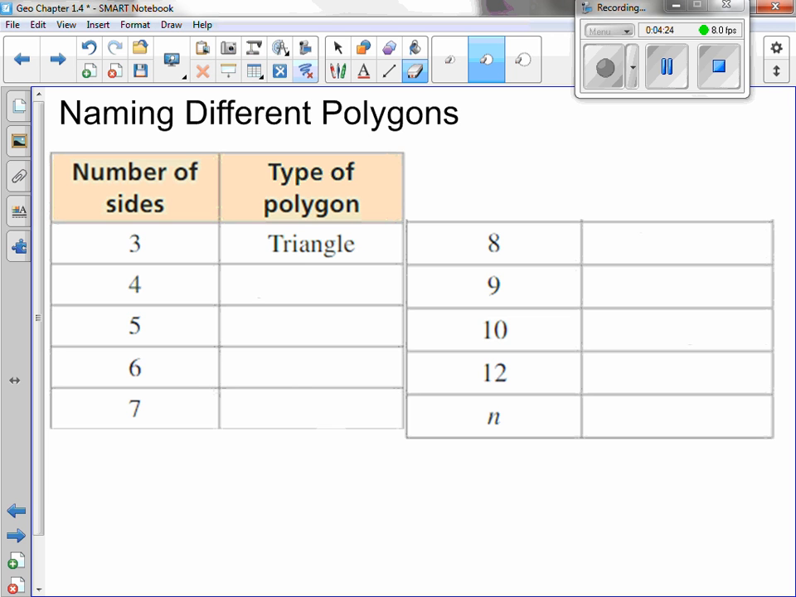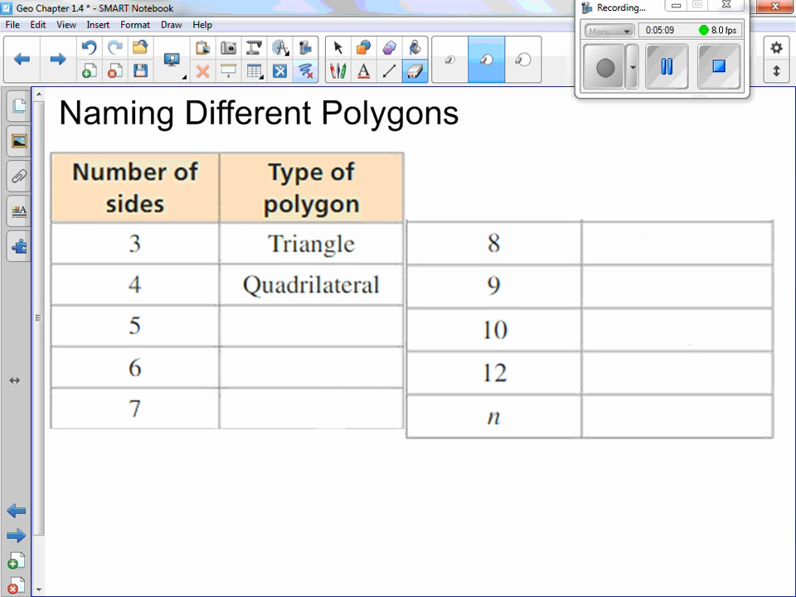Does anybody have a guess at what a 4-sided polygon would be? Quadrilateral. So quad means what? Four lateral, a 4-sided figure. A square, a rectangle, a rhombus, a parallelogram, a kite are all different 4-sided figures. And trapezoid, yes, thank you, because that's one I forgot. I knew I was missing one. They're all different four-sided figures, but they have special properties to them.